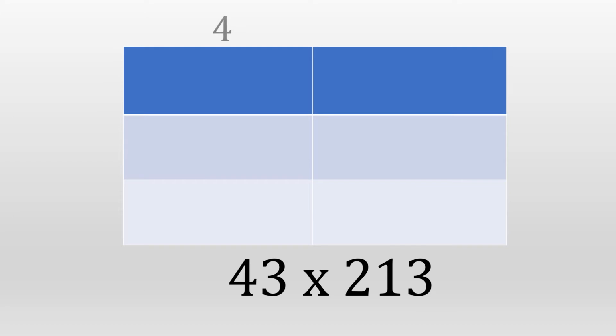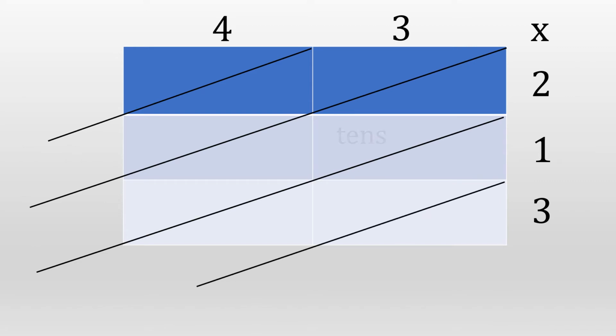So we're going to look at 43 times 213. So there's enough rectangle boxes for all your digits. Now let's put in your grid lines and remind ourselves tens at the top, units at the bottom. Good, let's make a start.